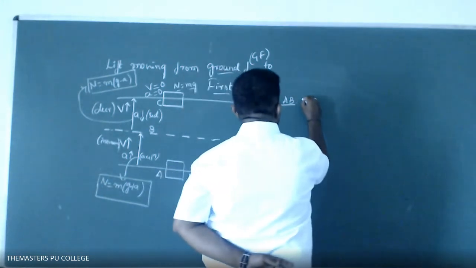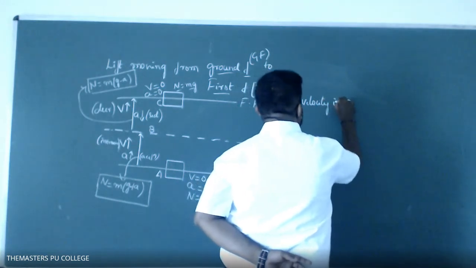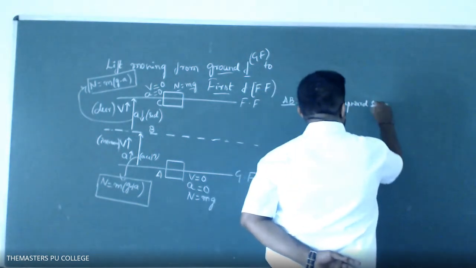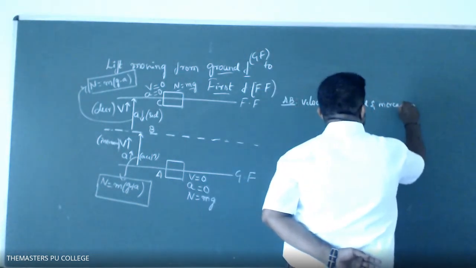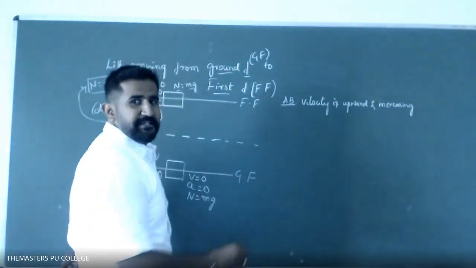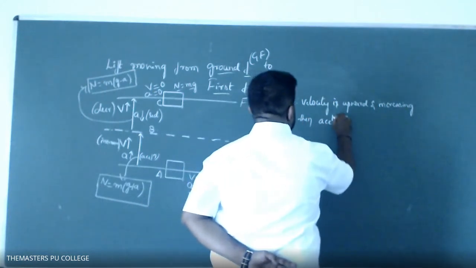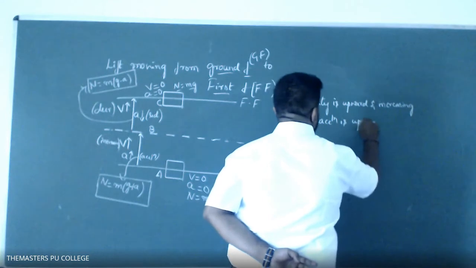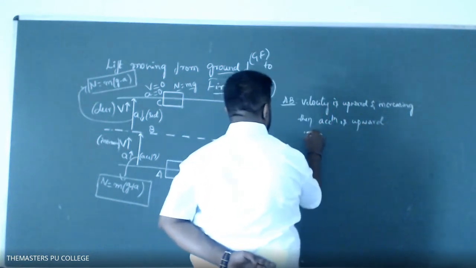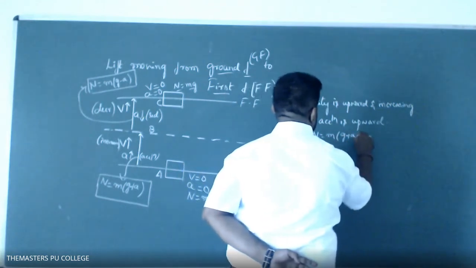From A to B, velocity increases. Velocity is upward and increasing. Then acceleration is upward. Therefore, N is equal to m of g plus a.